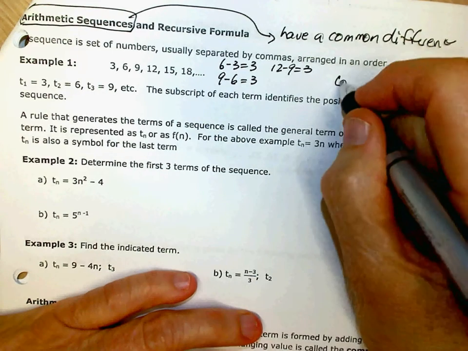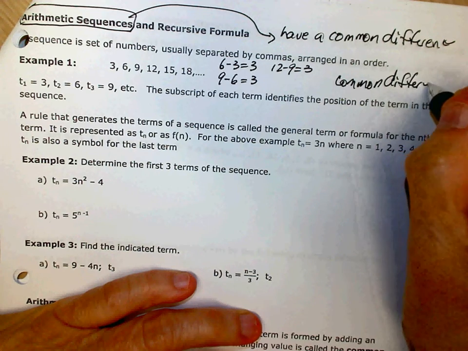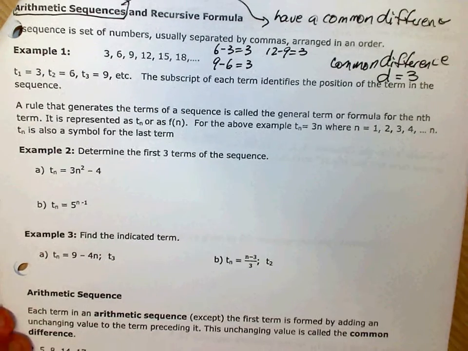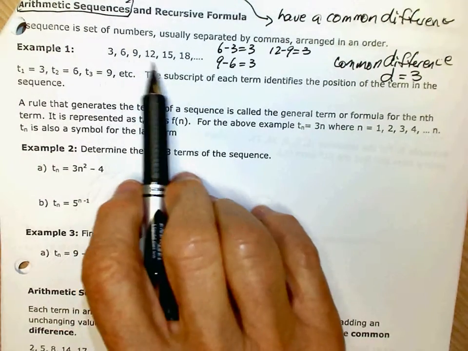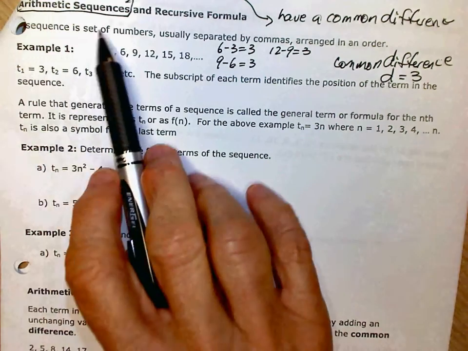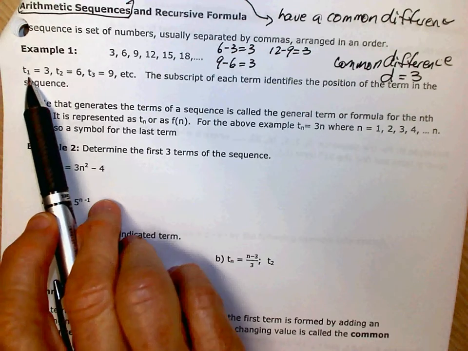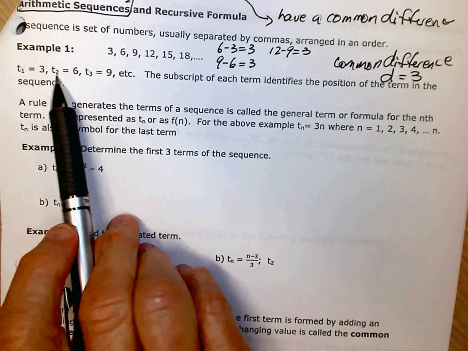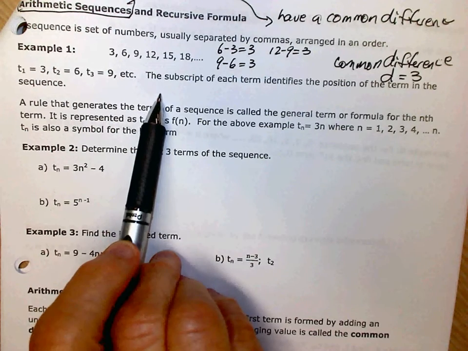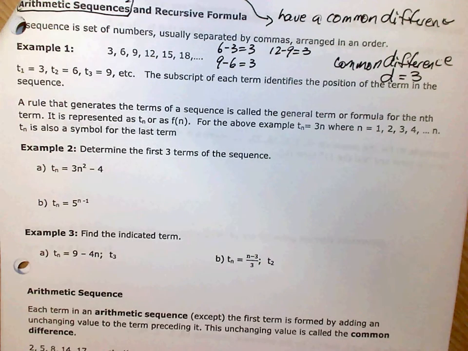So we have a common difference, which is designated with a D. In other words, in this case, D equals 3. So we have this sequence of numbers, and Pascal's triangle starts with a 0. But when we do sequences, the first term starts with a 1. So see, T subscript 1 indicates the first term. T subscript 2 indicates the second term, and so on and so forth. The subscript of each term identifies the position of the term in the sequence.